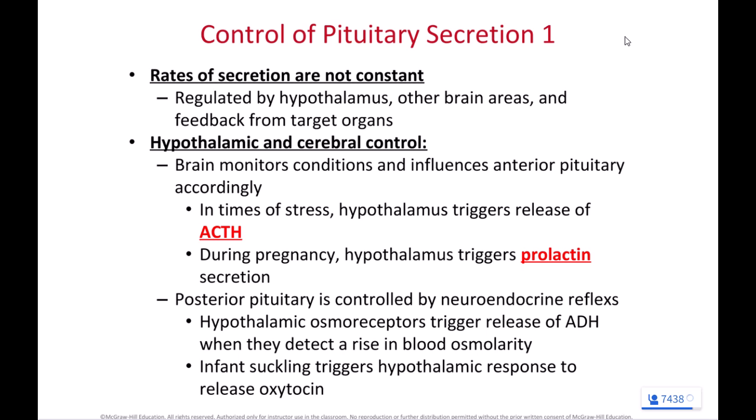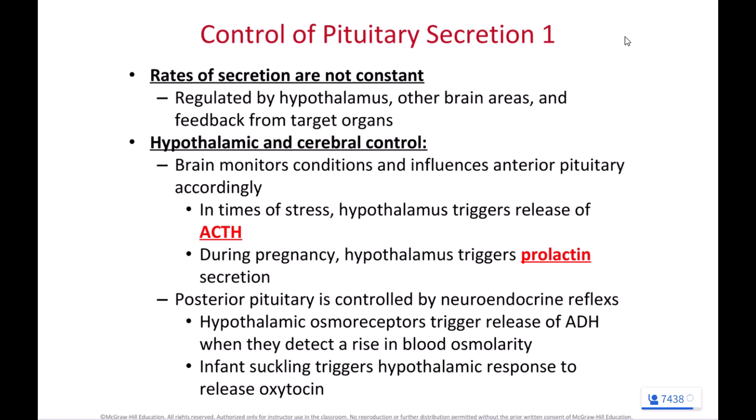Now, when we look at the posterior pituitary gland, it's going to be controlled directly by the hypothalamus through neuronal interface. When we look at the anterior pituitary gland, there's a portal system, or some blood vessels, that carry hormones from the hypothalamus to the anterior pituitary. With the posterior pituitary, we don't have the bloodstream delivering hormones from the hypothalamus. Instead, we have neurons delivering action potentials and delivering hormones that have been synthesized and need to be stored.